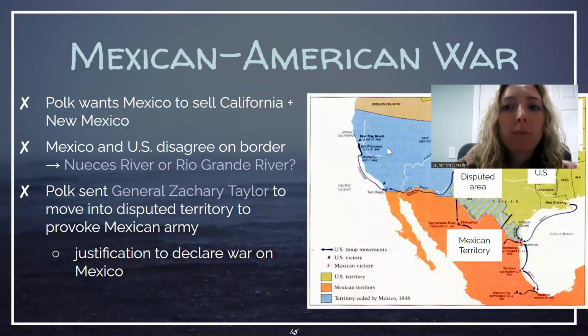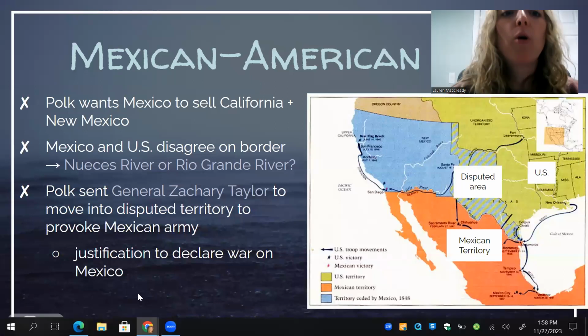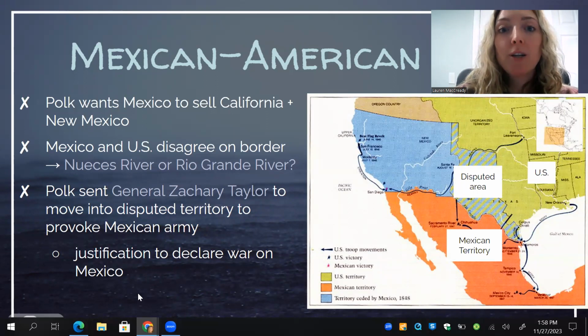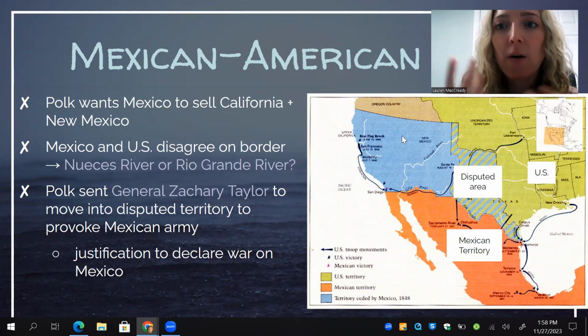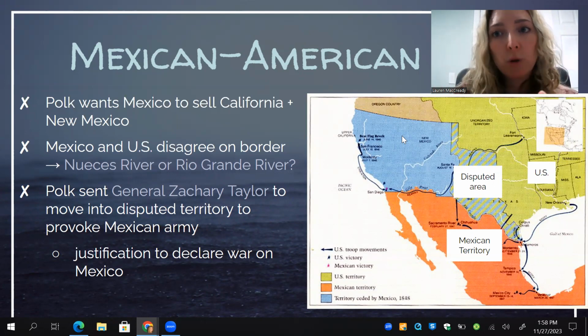So the Mexican-American War. All right, so Polk wants Mexico to sell California and New Mexico to him, which is this whole blue section of the United States. It's not the modern day states. We have to remember that they used these state names earlier, before they were carved out as the modern day states. So it's really that whole blue section.